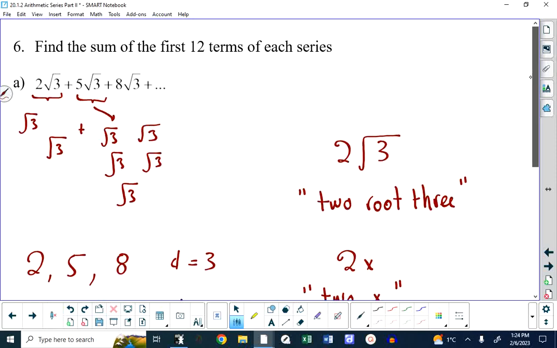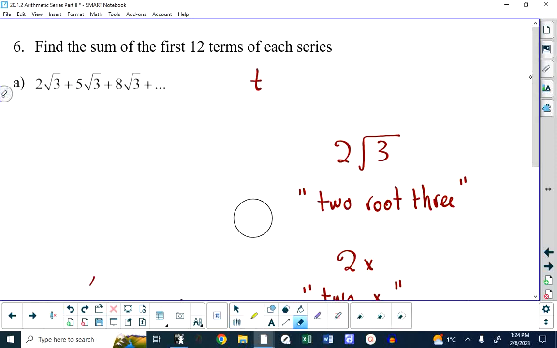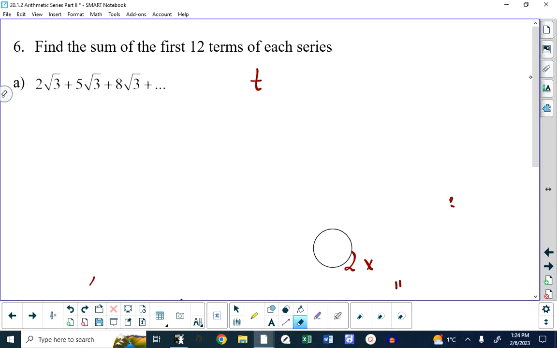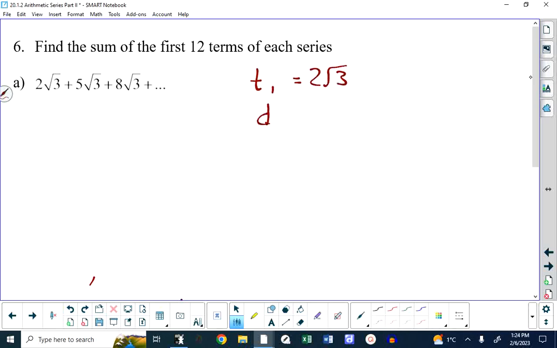So the first term here, this is all just me explaining, so I'm going to erase it all. The first term is 2 root 3. The common difference is 3 root 3. So what's the sum of the first 12 terms? Well, I'm going to go to our formula again. I'll write it down this time.